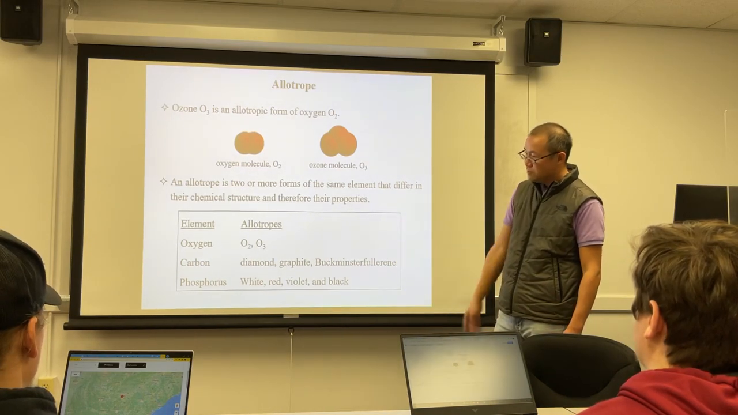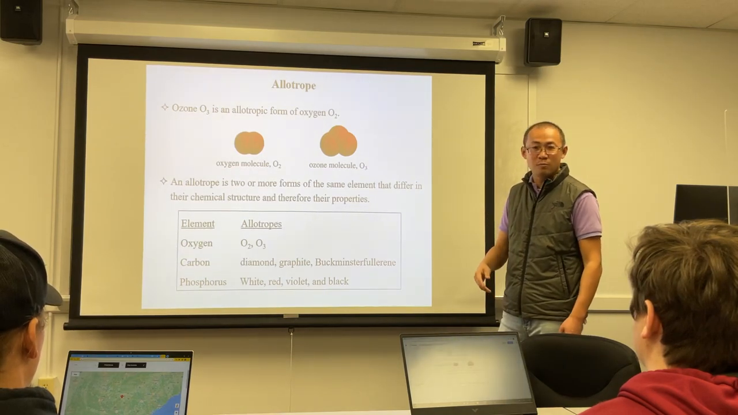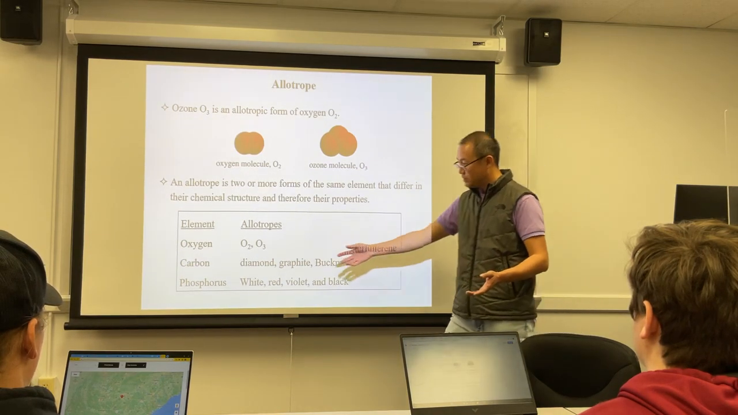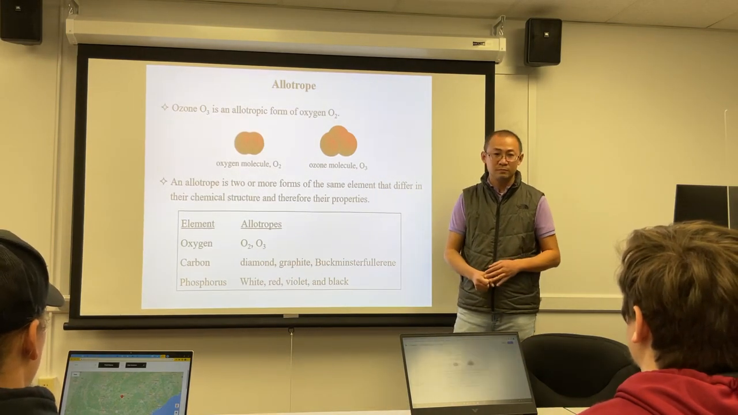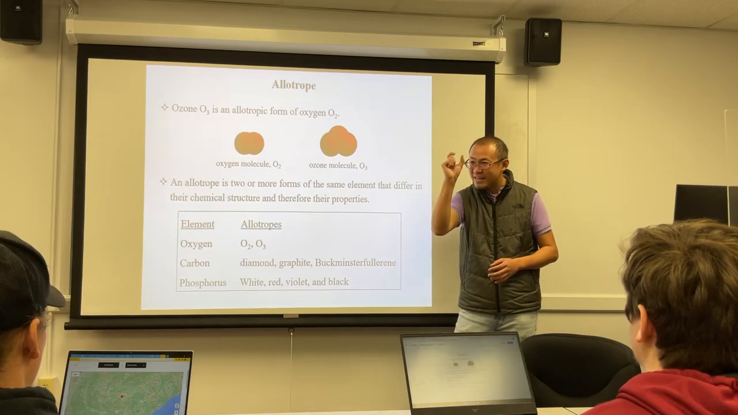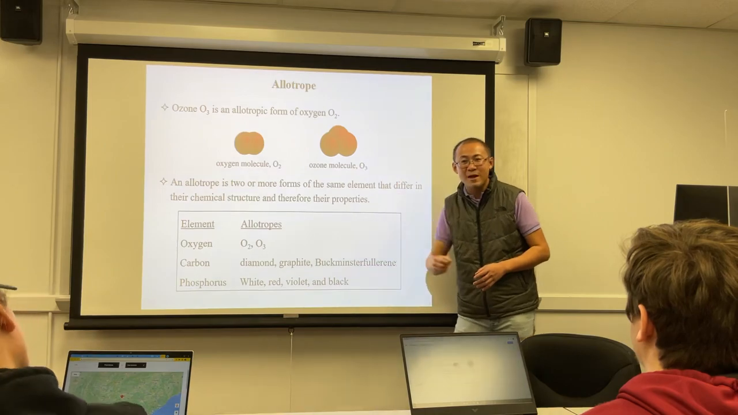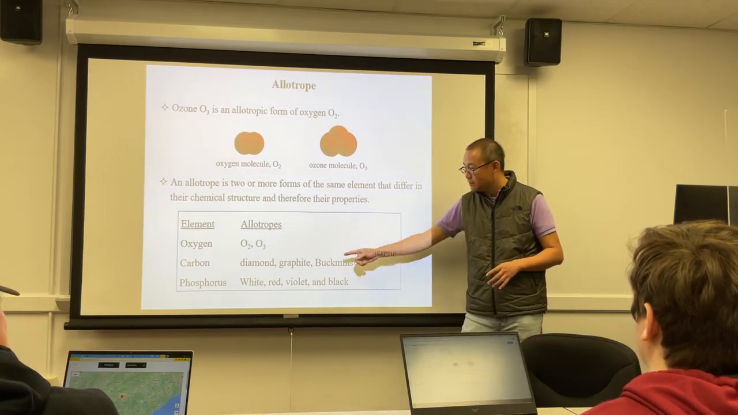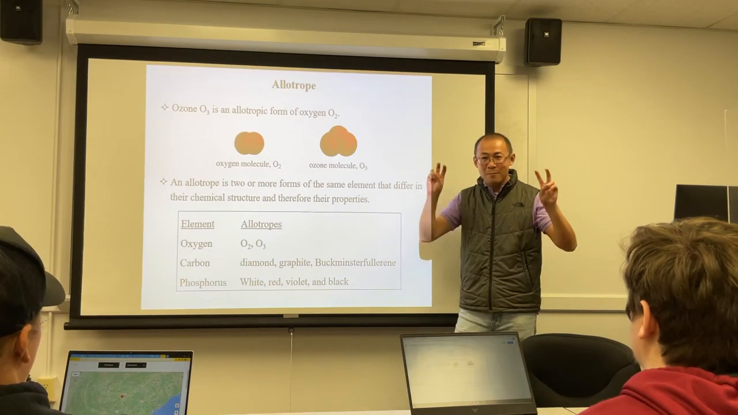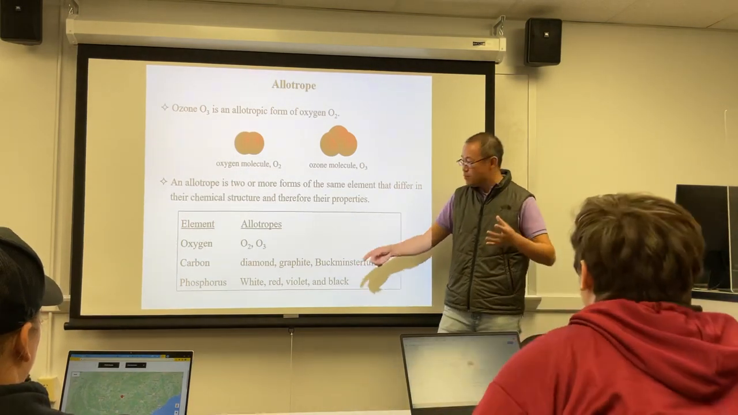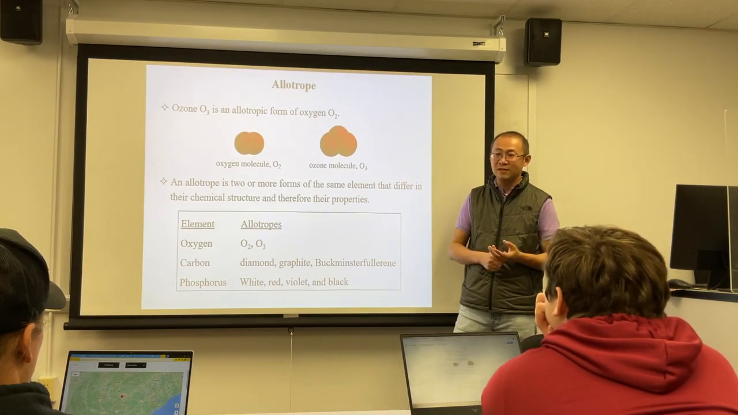For example, carbon. The two most famous allotropes you probably know are graphite and diamond, right? Diamond is carbon. That means diamond only contains carbon atoms bonded together. Graphite, the one you draw with a pencil, is also carbon. From an element standpoint, these two are the same thing. They're carbon. Of course, the price is different.